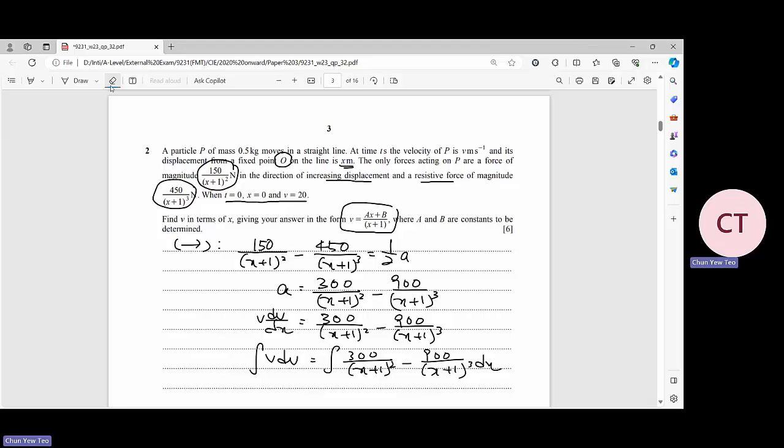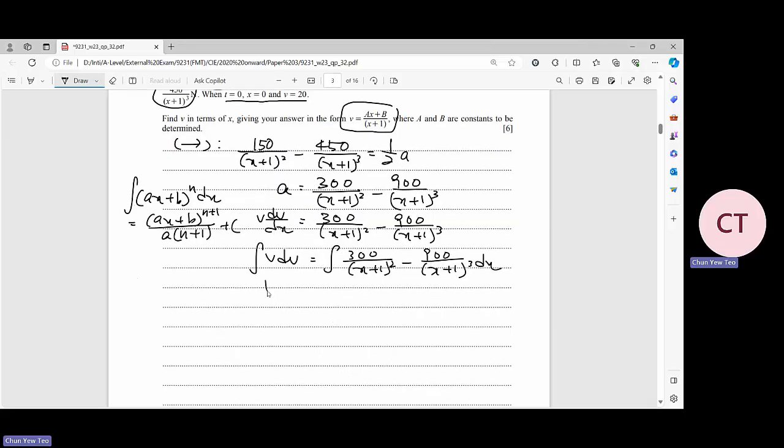Okay, so I'm applying the result for (ax+b) to the power of n dx. If I integrate, I will get a formula like this. I will use a formula like this to integrate these two. So from here, my left hand side is v squared over 2. My right hand side will be negative 300 over (x+1) plus 450 over (x+1) squared plus a c.